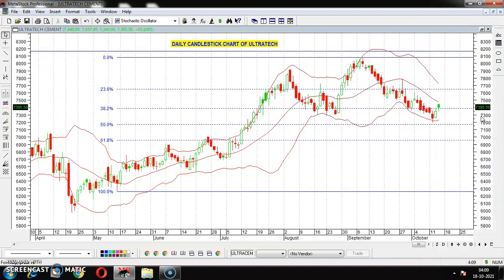So as far as the technical part of Ultratech Cement is concerned, there is a possibility of a retracement toward the upside, and the target maybe up to 7,700 as far as Bollinger Band is concerned. This is as far as Ultratech Cement.